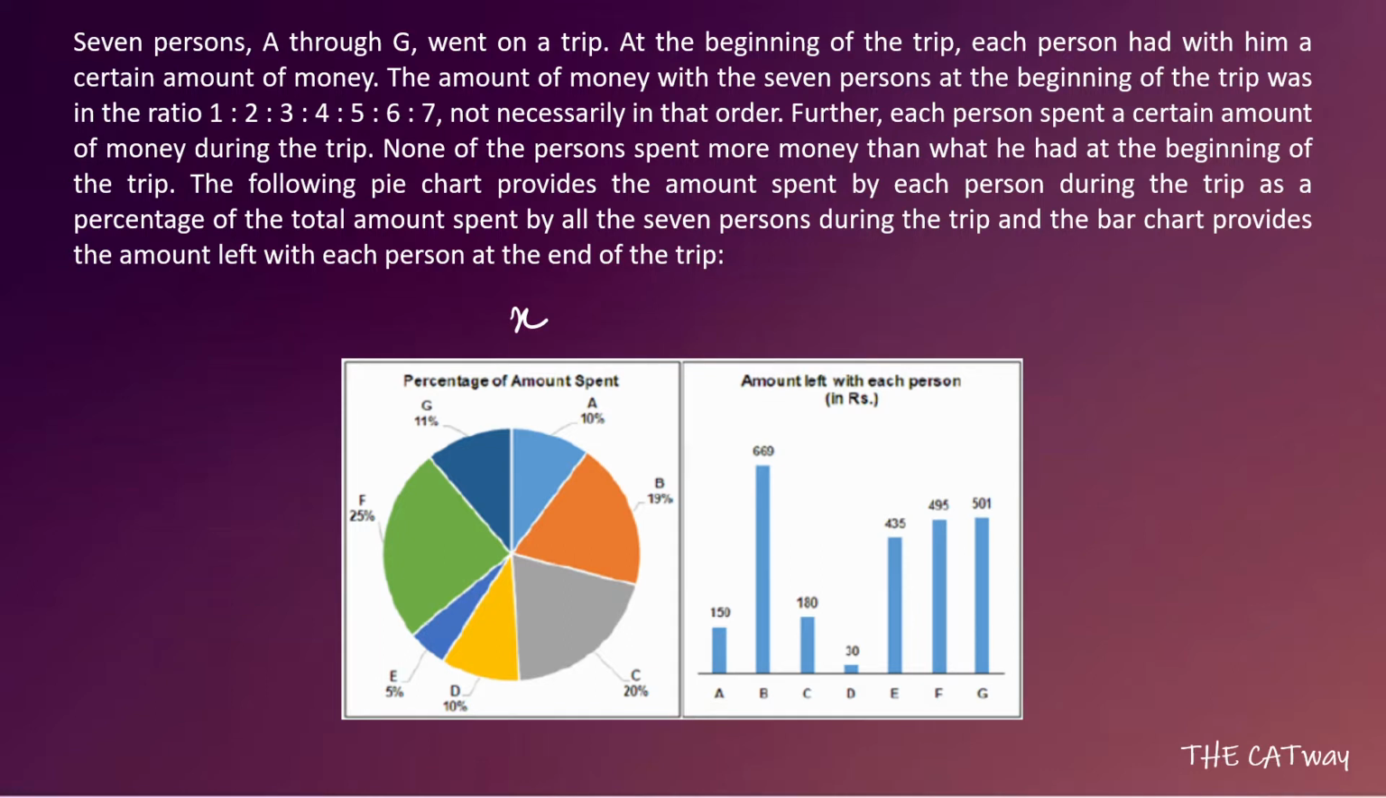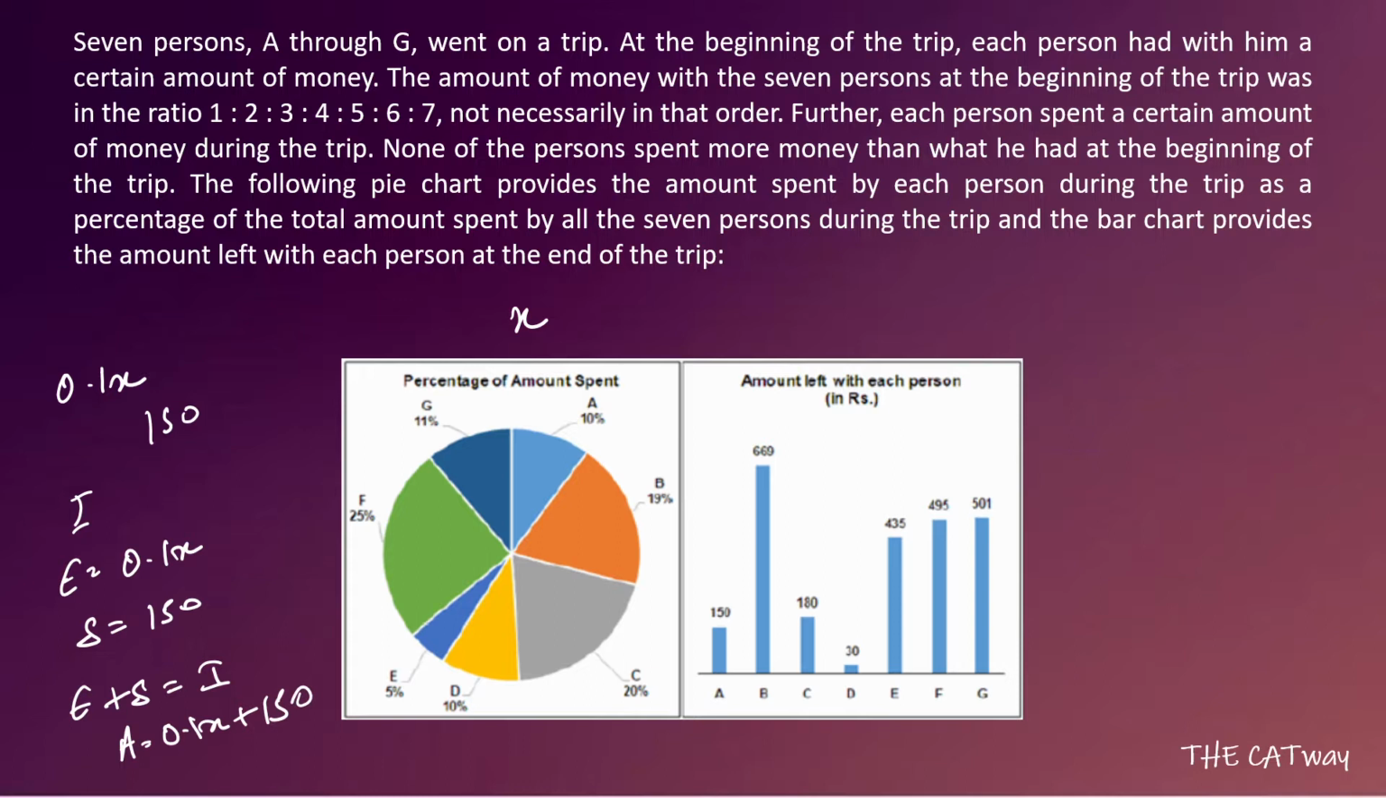So out of this money spent, that is rupees x, A spent 10%, that means A spent 0.1x. After that, what we have been given is that he was left with rupees 150. So you can look at this chart in a way that, let's say there was an income of A, out of which his expenditure, that is the money which he spent, was 0.1x, and his savings was rupees 150. We know that expenditure plus saving is going to be income, so we can say that the amount of money with A initially was 0.1x plus 150. So similarly, we can calculate for others also what was the initial amount of money.